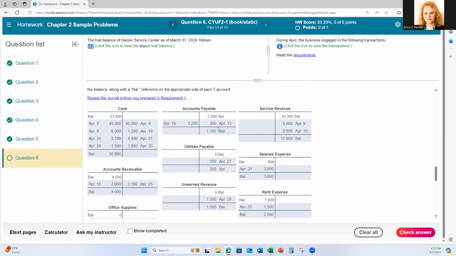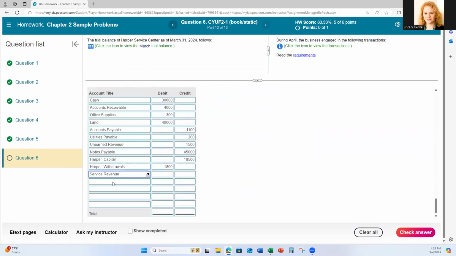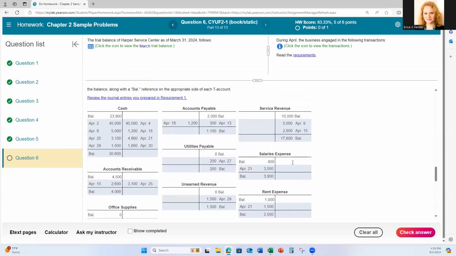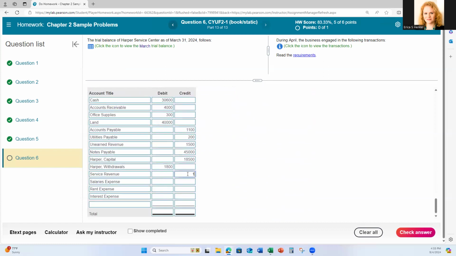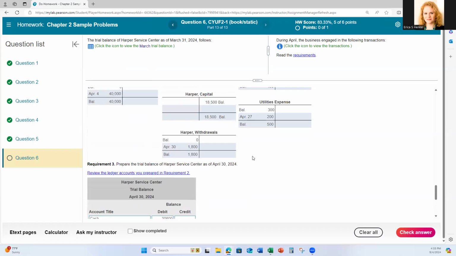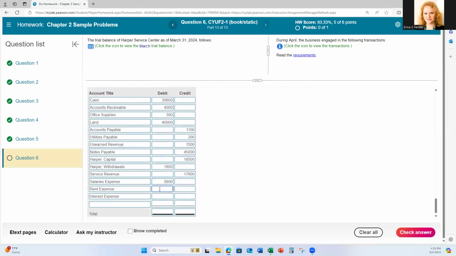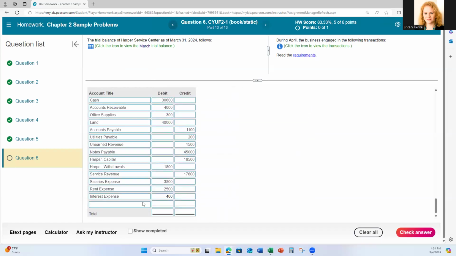Next, we've got service revenue, salaries, rent, and interest expense. And then those are 17,600, 3,800. $2,500, 400. Then our last account is utilities expense for 500.